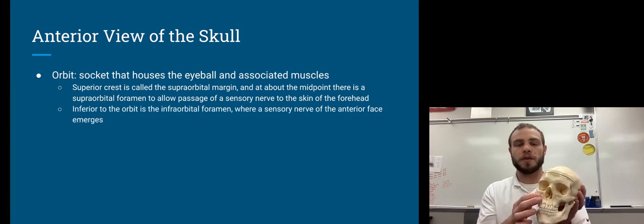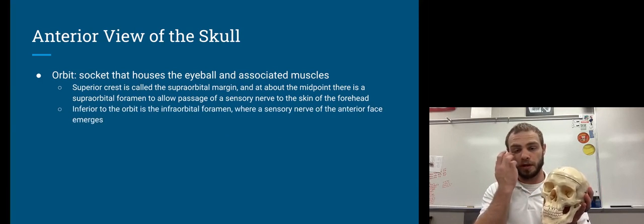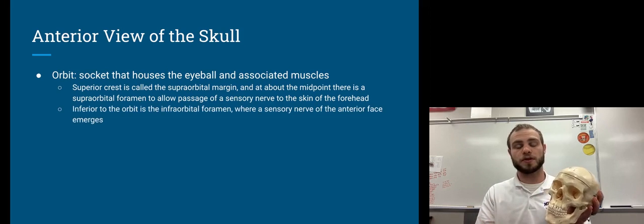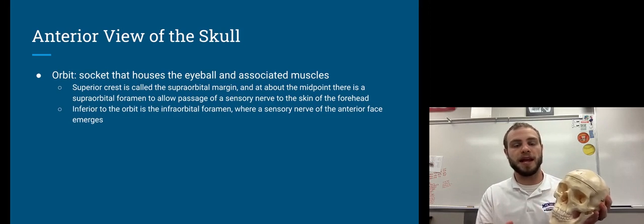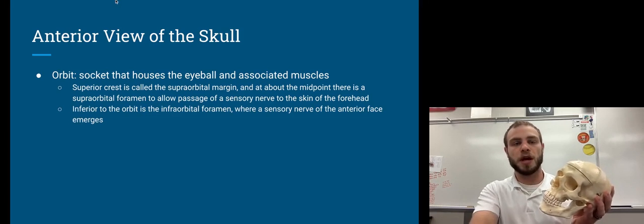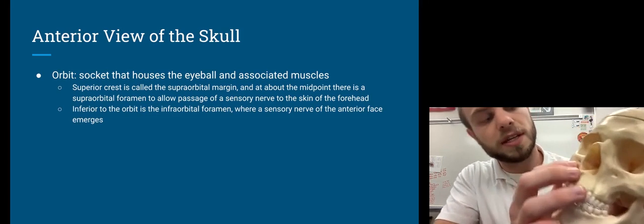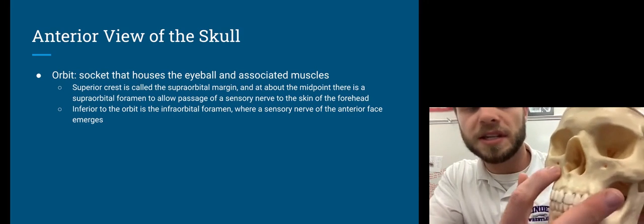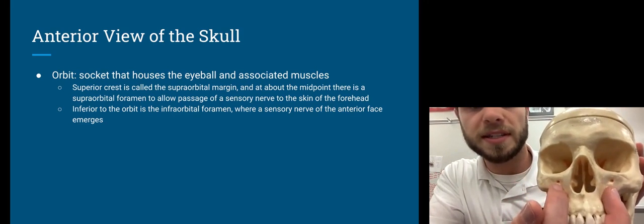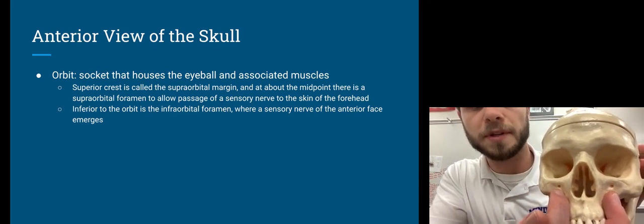Inferior, so below the orbit, you have the infraorbital foramen. You're going to have a different sensory nerve there that's going to be supplying the anterior face, and that's going to emerge. And this one, the skull actually does have. You can see there underneath each eye orbit, there is an infraorbital foramen.